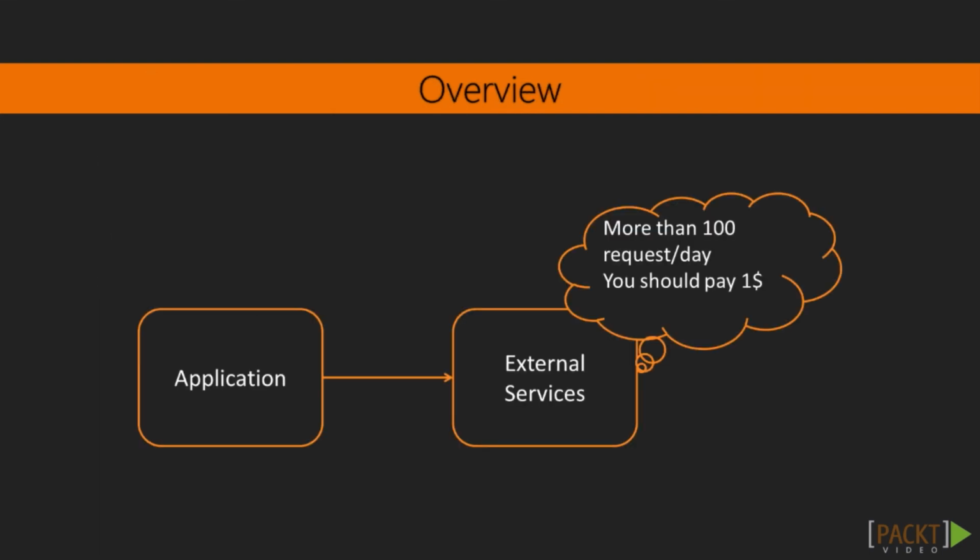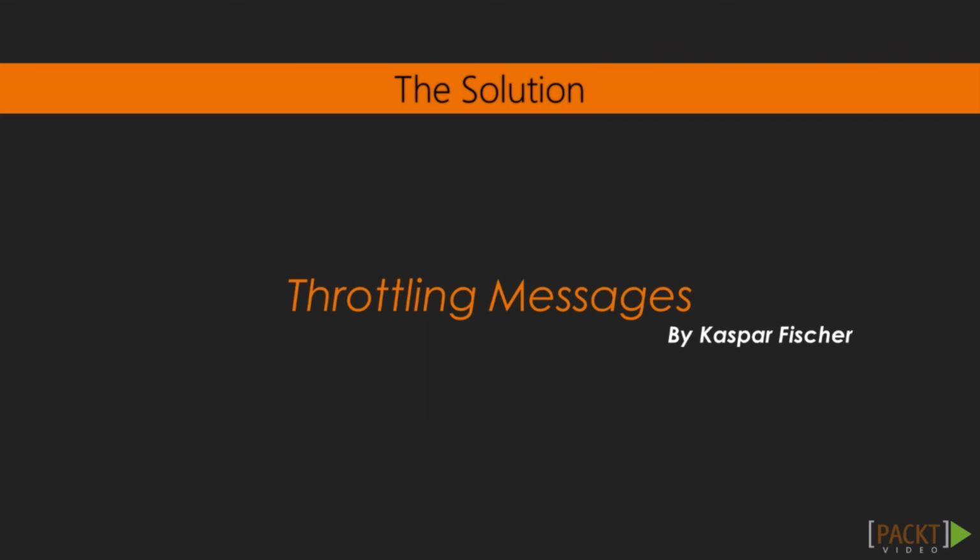Sometimes in our application, we need to make HTTP requests to an external web service, and this service has some limitations. If we exceed a specific number of requests in a specific period, we will get blocked or need to pay. So, you need to make sure your application doesn't exceed this limitation. With the throttling message pattern, we will make sure the messages are not sent out at a high rate.